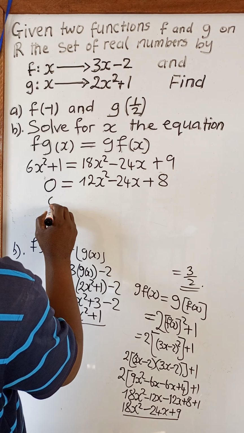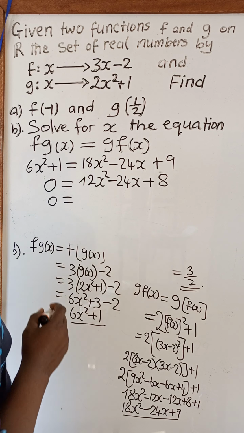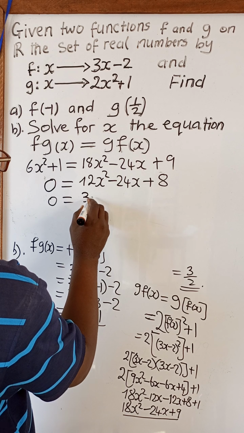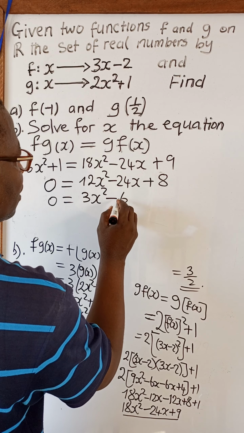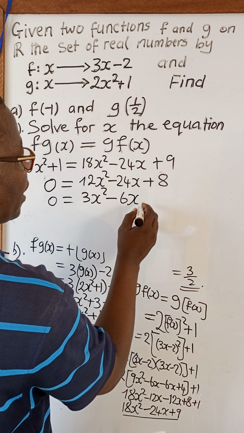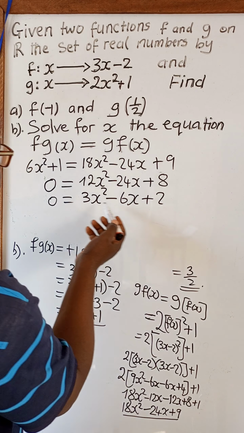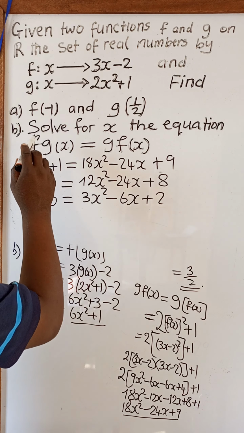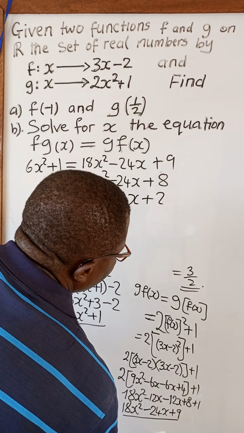Alright, and so here we can still simplify. If we look carefully, we can divide all through by 4. 0 divided by 4 is 0. 12 divided by 4 is 3, so we have 3x squared. Negative 24 divided by 4 is negative 6, so we associate the x, and then 8 divided by 4 is 2. So we end up having this quadratic equation to solve. At the end of the day, solving fg of x equals gf of x means solving this quadratic equation.